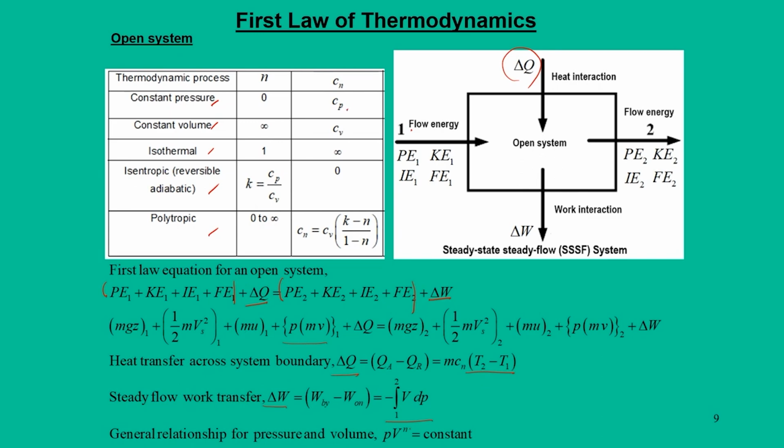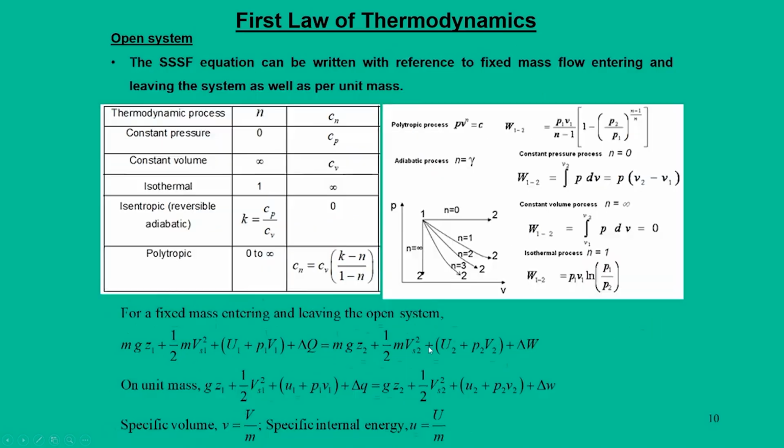So, whether it is constant pressure, Cp, or constant volume, Cv, for an isothermal process it is infinity, for an isentropic process 0, and a polytropic process is defined in this manner. So, through this exponent n, we can define the various terms in these equations. And many times we also interpret the steady flow energy equation on a per unit mass basis. So, we can define the specific volume as total V by m, or specific internal energy as U by m.